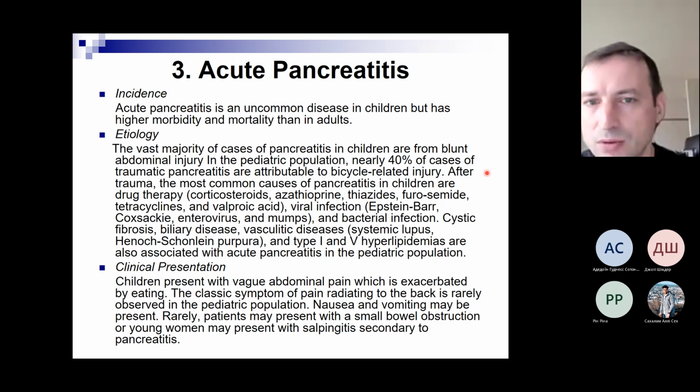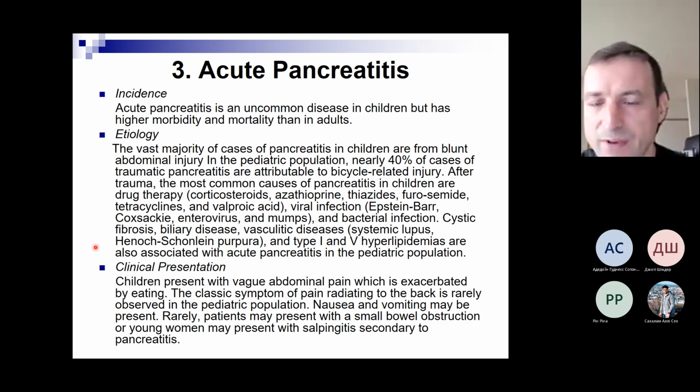After trauma, the most common causes of pancreatitis in children are drug therapy: corticosteroids, azathioprine, thiazides, furosemide, tetracyclines, and valproic acid. Then viral infection: Epstein-Barr, Coxsackie, enterovirus, and mumps, and bacterial infection. Cystic fibrosis, biliary disease, vasculitis disease, and type 1 and 5 hyperlipidemias are also associated with acute pancreatitis in the pediatric population.